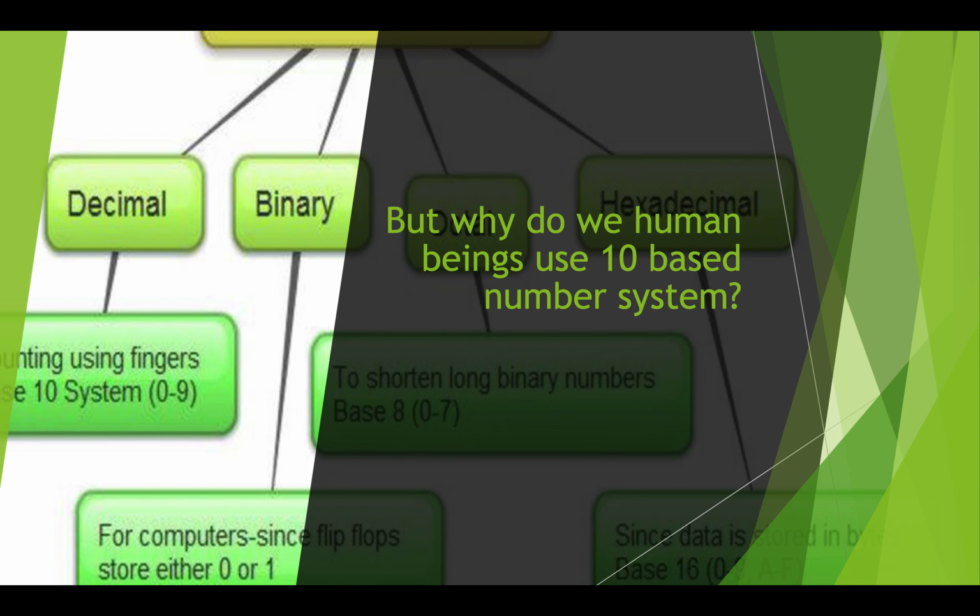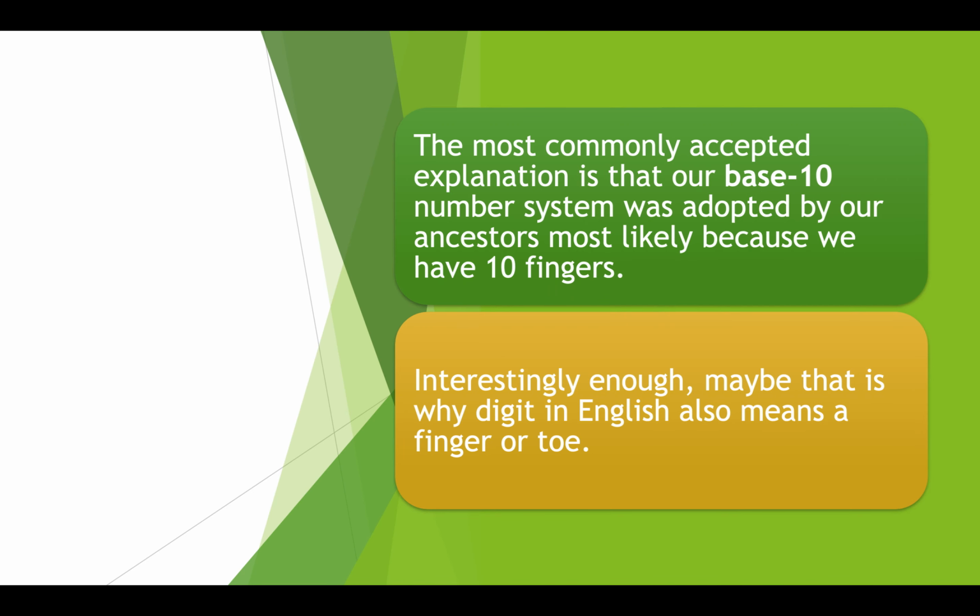But why do we human beings use a base 10 number system? The most commonly accepted explanation is that our base 10 number system was adopted by our ancestors most likely because we have 10 fingers. Interestingly enough, maybe I read that is why digit in English also means a finger or toe.